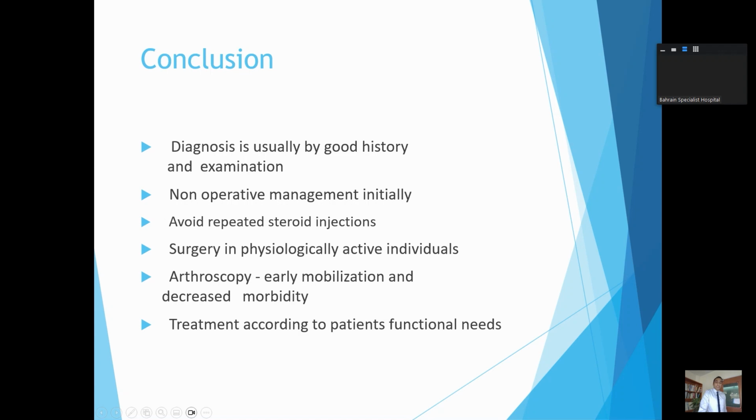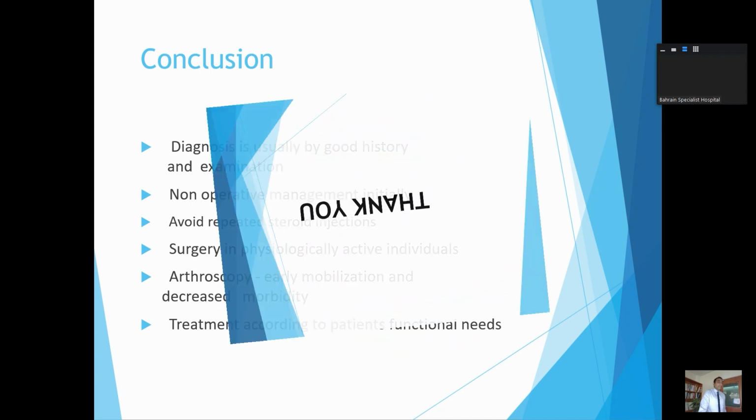Surgery is done in physiologically active individuals. Arthroscopy is the preferred choice now, as it helps in early mobilization and decreases morbidity. So treatment is according to the patient's needs.